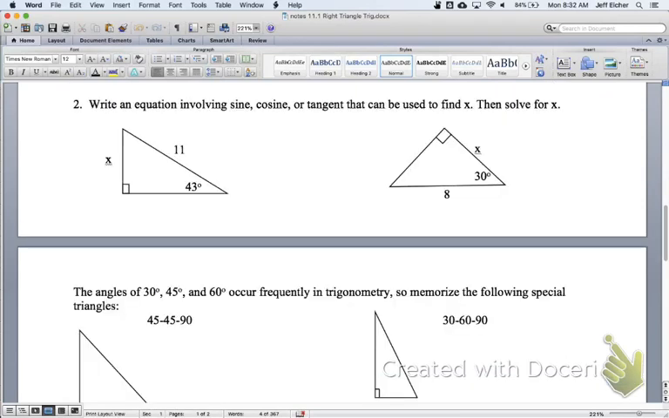Next question, number 2. Write an equation involving sine, cosine, or tangent that can be used to find x, then solve for x. Here we have our right triangle. We have angle 43, so we're going to use that. We're going to have a trig ratio with the angle theta being 43.